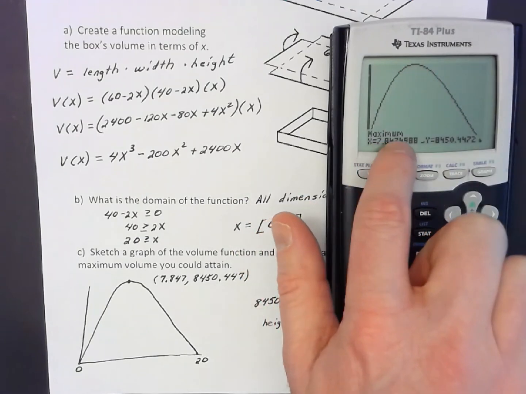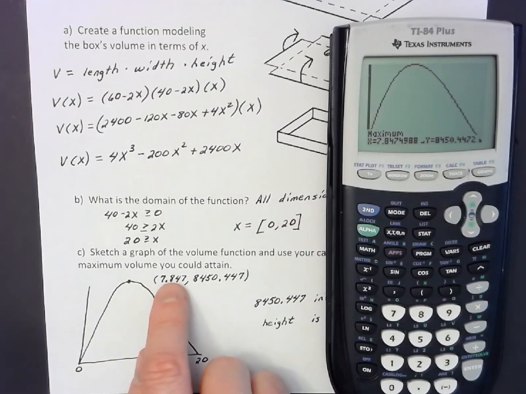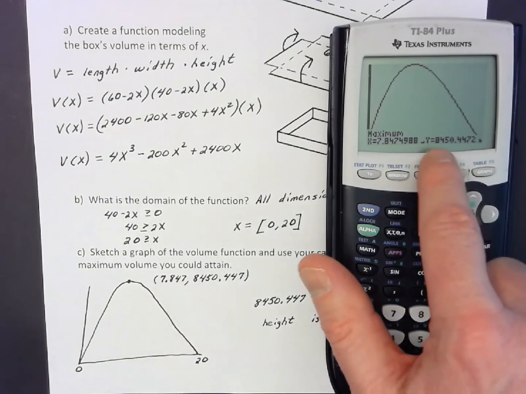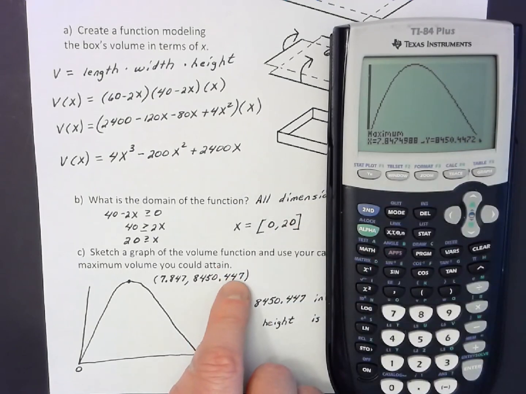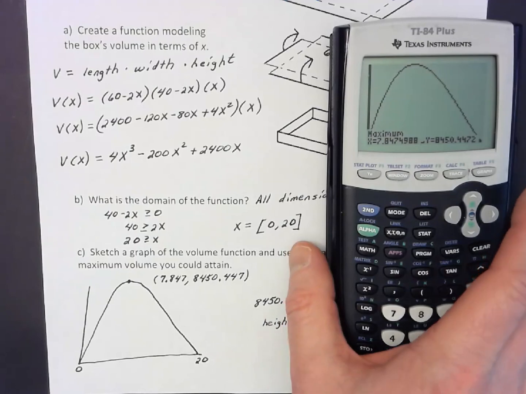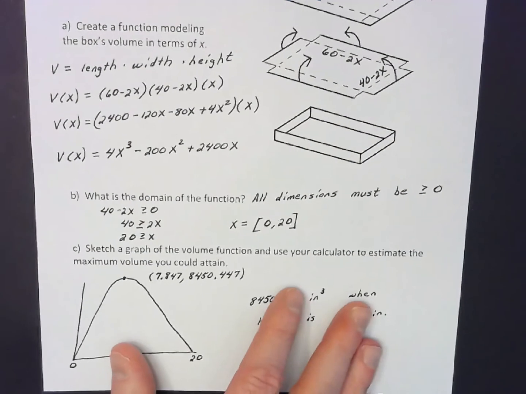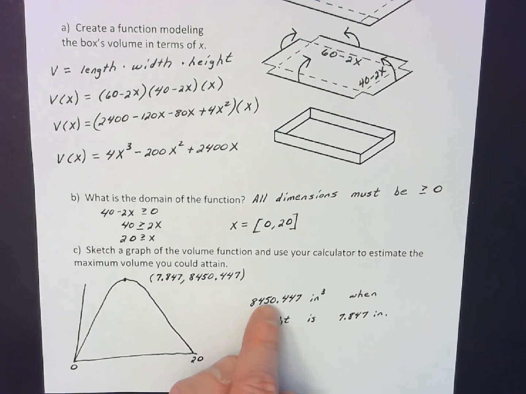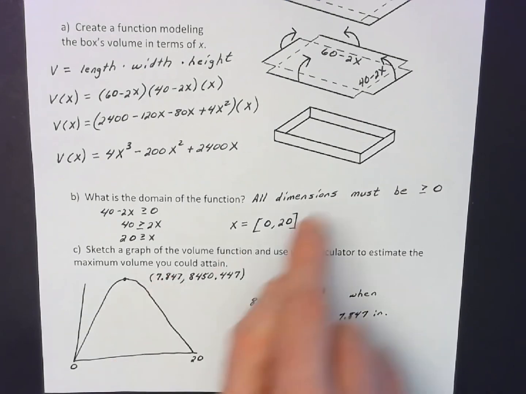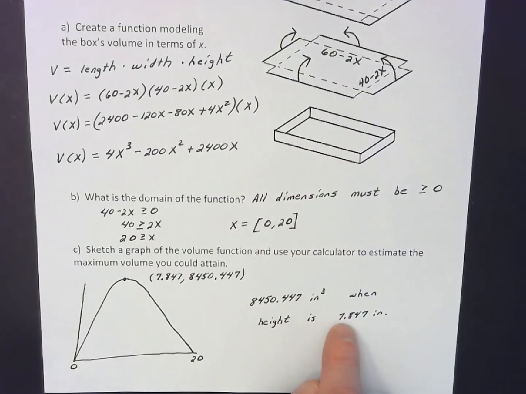And it's going to be 7.847. You'll see I rounded to 3 decimal places. And the y value is 8,450.447, rounded to 3 decimal places again. Now, you do need to be able to interpret this answer. Please remember, the y value is always the maximum. So I would say this box attains a maximum volume of 8,450.447 cubic inches when we allow the height of the box to be the x value here. X was the height of my box, so when the height is 7.847 inches.